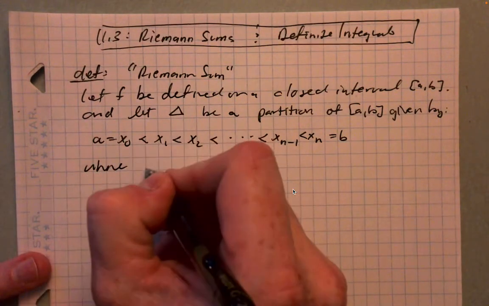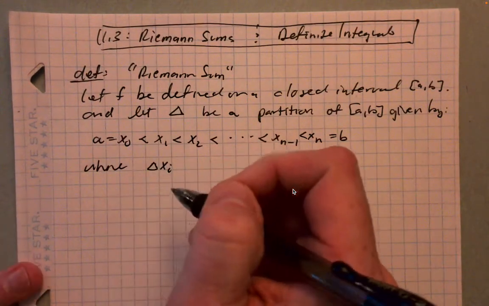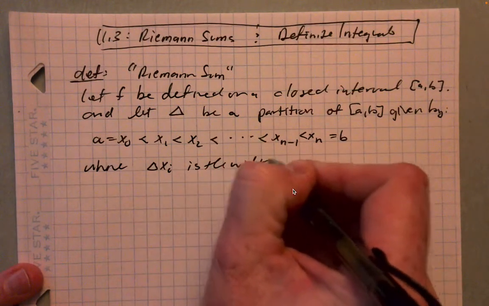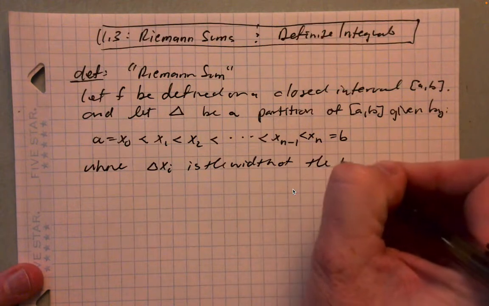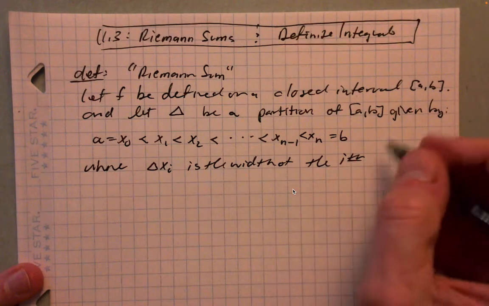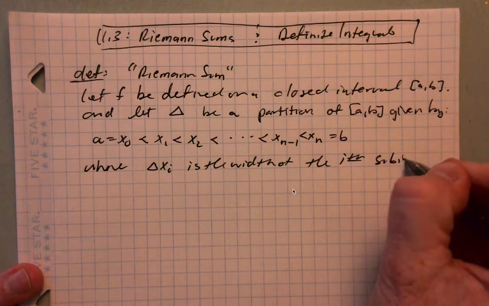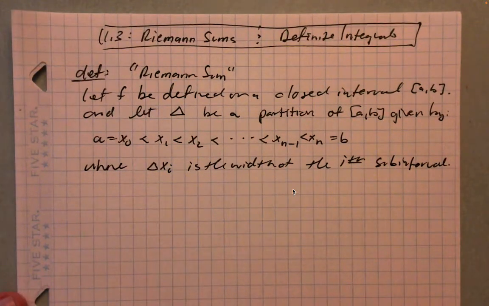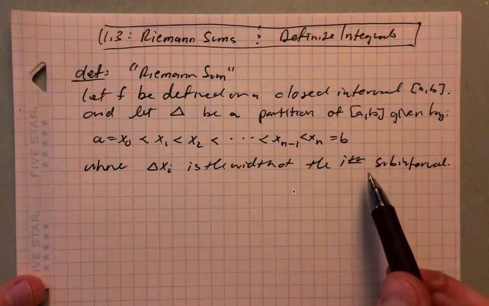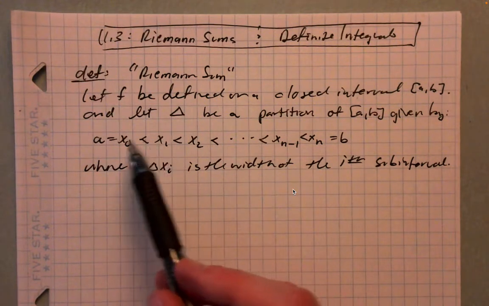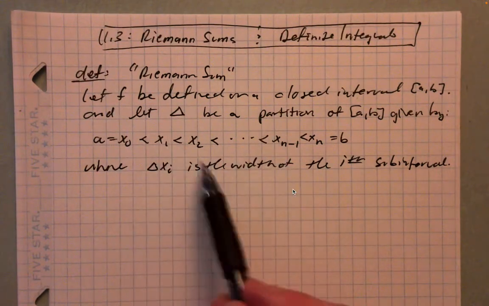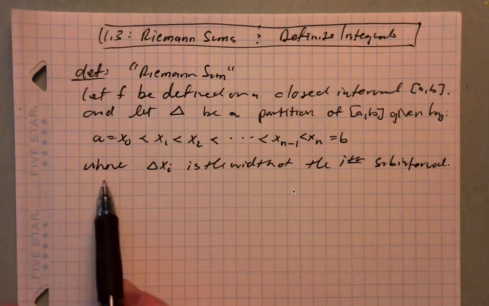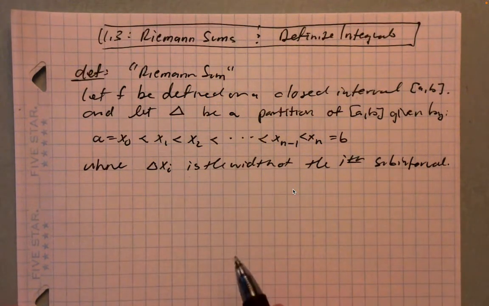where delta xi is the width of the ith subinterval. Okay. All right. So I guess implicit in this is that the intervals do not all have the same width here, right? Because as you can say, where delta xi is the width of the ith subinterval.